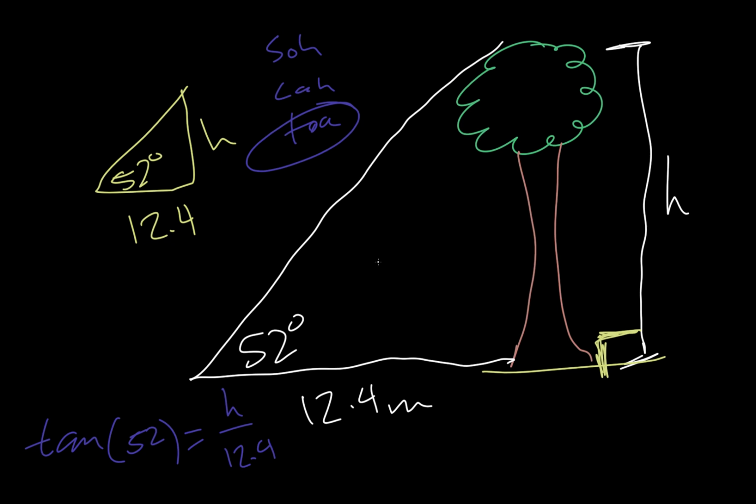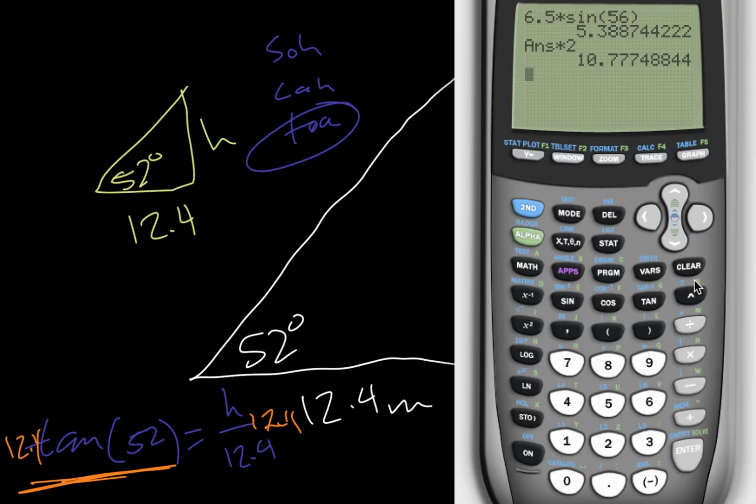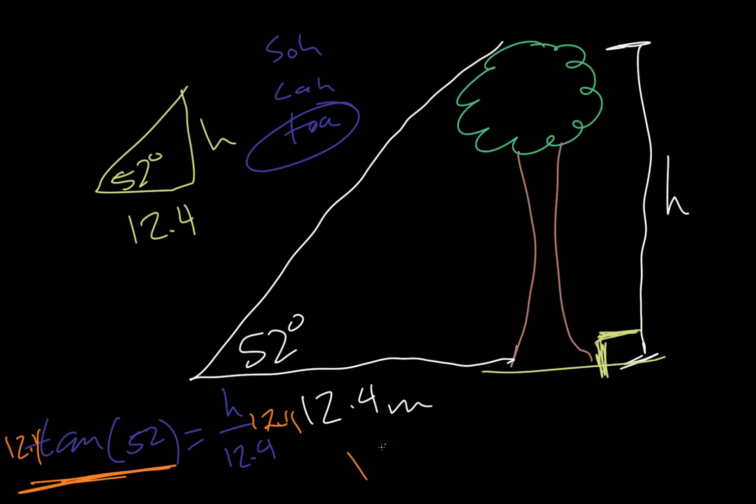and we do just a little bit of algebra. We do 12.4 times tangent 52, and we type this into our calculator. So we have 12.4 tangent 52, enter. So that's 15.87, and they round it to 15.9 meters high.